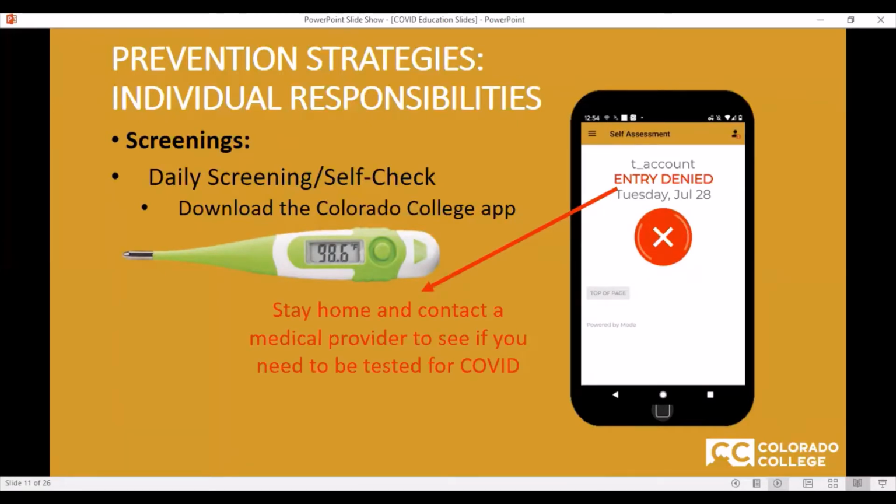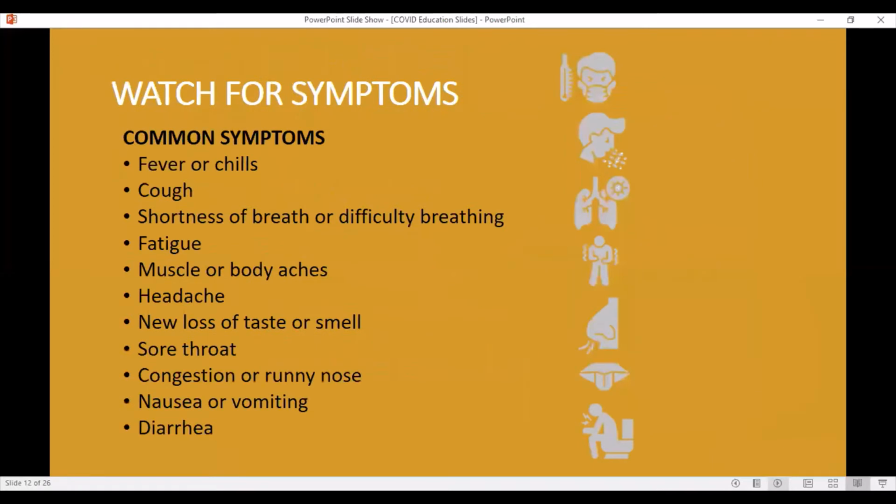Let's talk a little bit more about symptoms. Remember, anyone can have mild to severe symptoms. Older adults and people who have severe underlying medical conditions like heart or lung disease or diabetes seem to be at higher risk for developing more serious complications from COVID illness. People with COVID-19 have had a wide range of symptoms, ranging from mild symptoms to severe illness. And remember, those symptoms may appear 2 to 14 days after exposure to the virus.